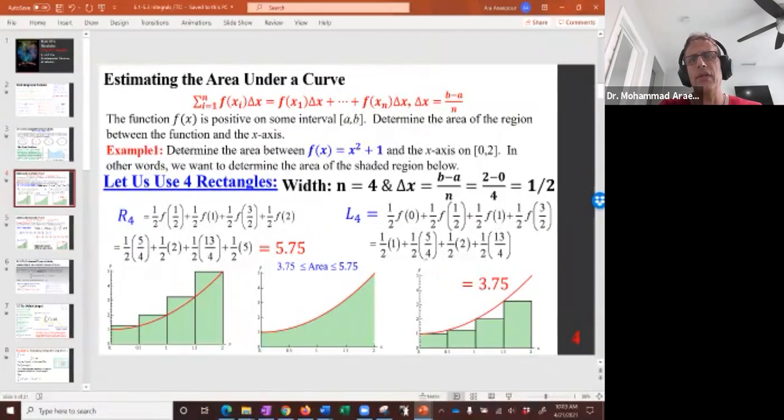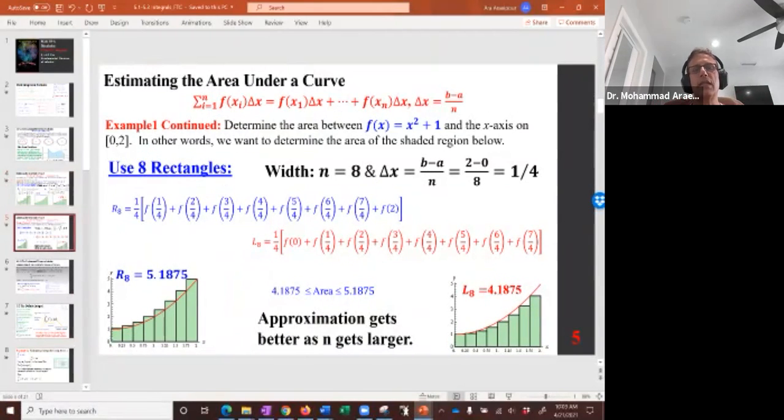So the interval of a to b is cut into n intervals in general, giving rise to delta x, or the fixed width of (b minus a) over n. When we chose n equals 4, then (b minus a) divided by 4. We have the fixed width, but what about the height? The height can be the left endpoints, the right endpoints, or anywhere in between. We used the left and right endpoints, and the area was evaluated to be between 3.75 and 5.75.